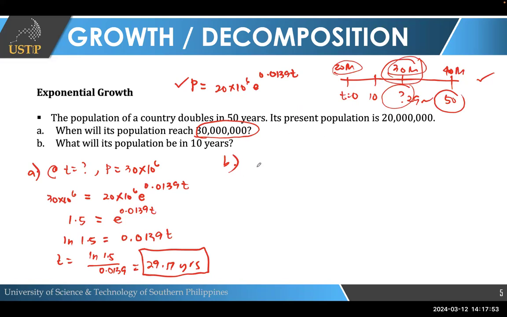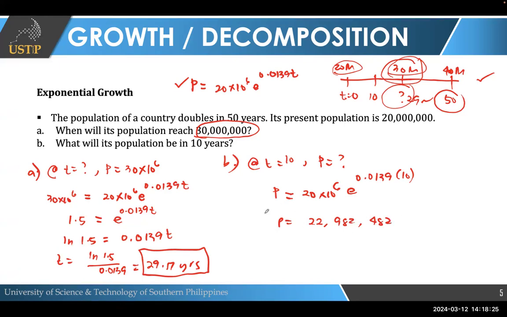Okay, so let's have time equal to 10 years. What is the population? Our particular solution is P equals 20 times 10 to the 6, e raised to 0.0139 times t, where t is 10. If you calculate all of that, our P will be 22,982,482. We did not shorten it, class, because the order of magnitude is what matters here. Okay? So this is now our population. And as we expected earlier, it must be between 20 and 30 million, and indeed, it is between those numbers, a little over 22 million.